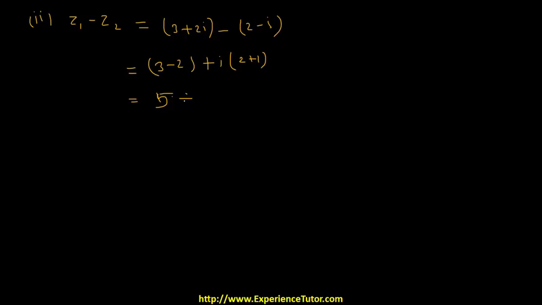No, it will be 1, 3 minus 2, that is 1, plus here it will be 1 i. So 2 plus 1, so 1 plus 3i. So now the conjugate of z1 minus z2 will be the conjugate of 1 plus 3i, which is equal to 1 minus 3i.